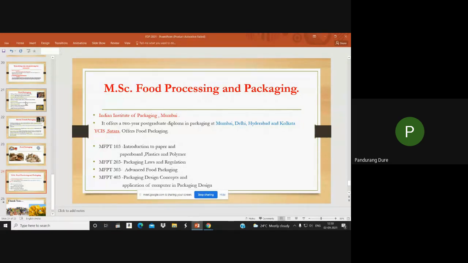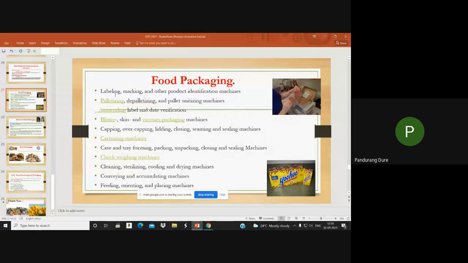These are the new trends in packaging: labeling, marking, other food product identification machines, then palletizing, depalletizing, auto coding, blister packaging, capping, over capping, then lidding, closing. As I already told you, the food processing and packaging department concentrates on food packaging also. Cleaning, sanitizing, cooling and drying machines are there. All these machineries we teach students at UG level, and now also in the PG.